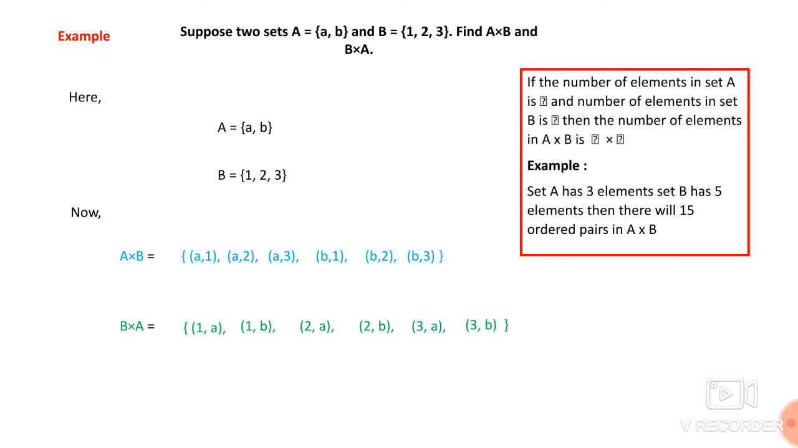Okay. Now if we want to find the total number of ordered pairs which can be made in a Cartesian product. In set A we have two elements, in set B we have three elements. So the total number of ordered pairs will be 3 multiplied by 2. 3 twos are 6. Okay, if set A has 3 elements and set B has 5 elements, then there will be 3 multiplied by 5, which is 15 ordered pairs in A cross B.